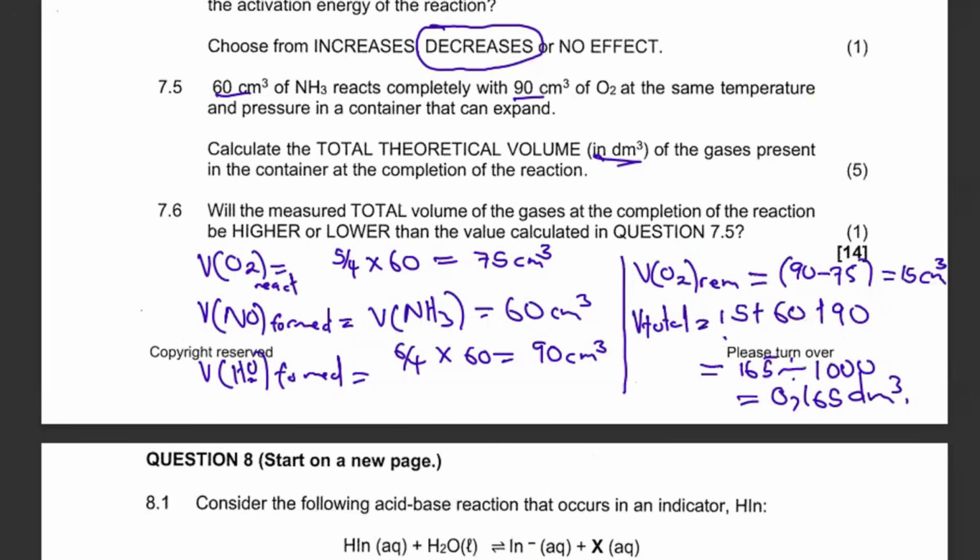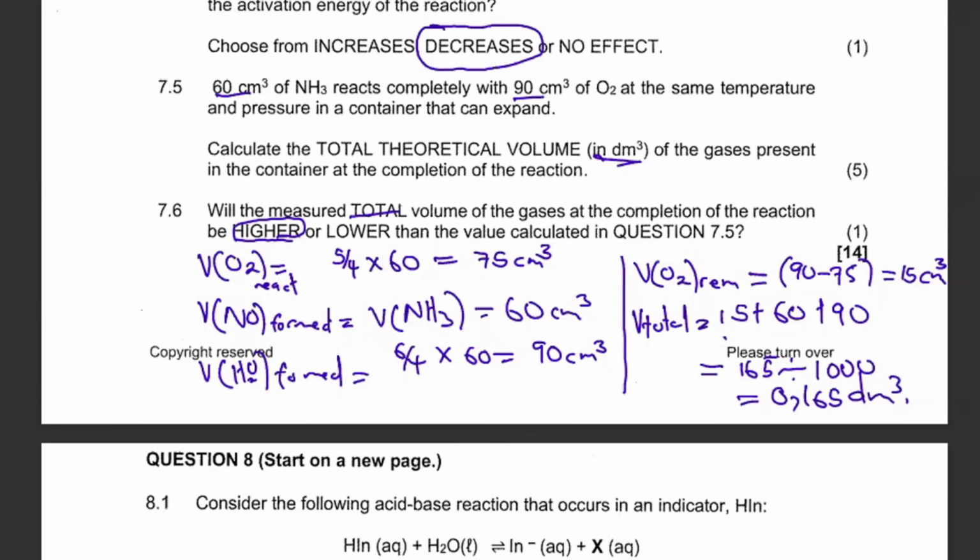Now 7.6 reads, will the measured total volume of the gases at the completion of the reaction be higher or lower than the value calculated in question 7.5? It is going to be higher than.